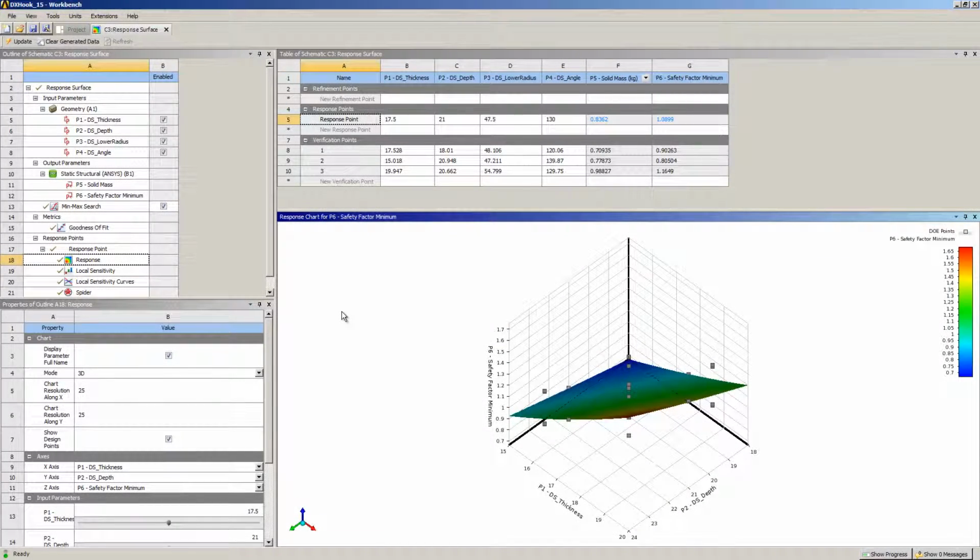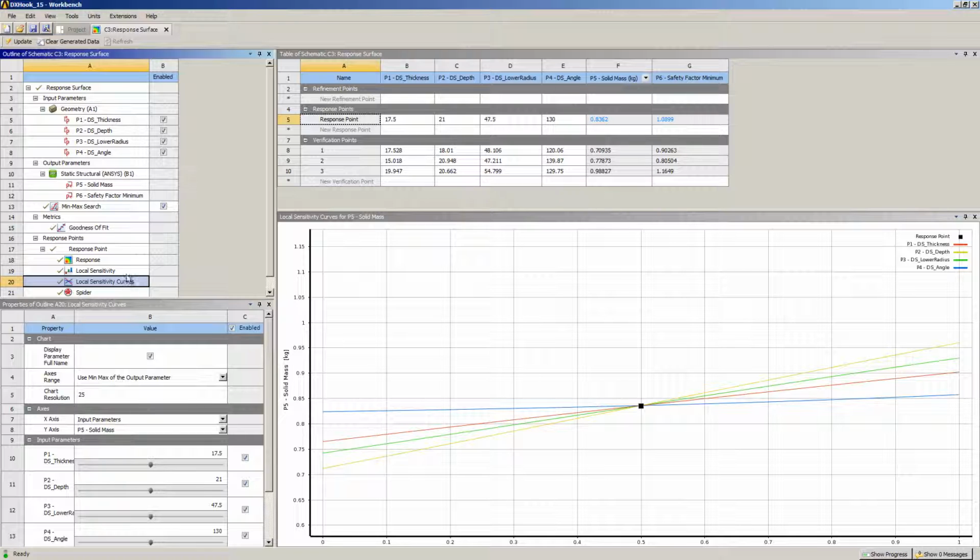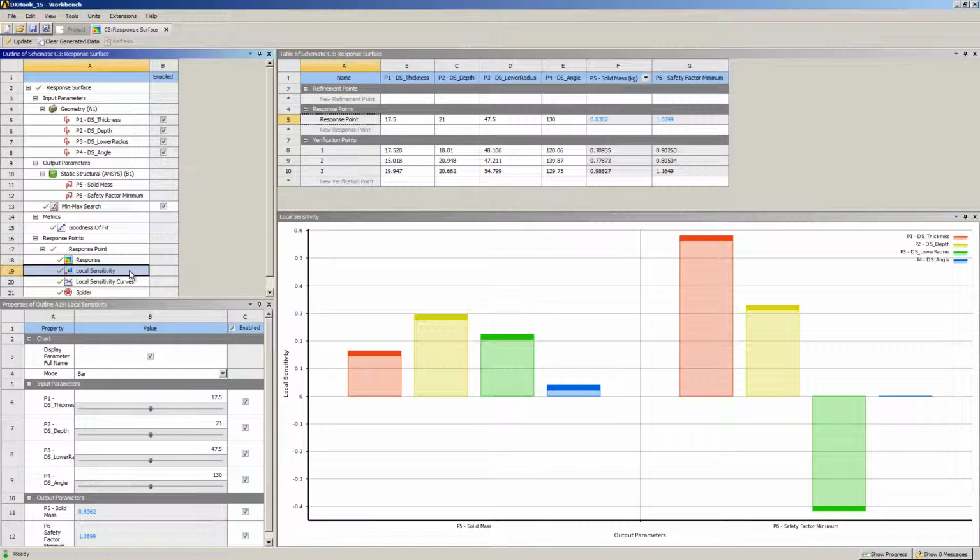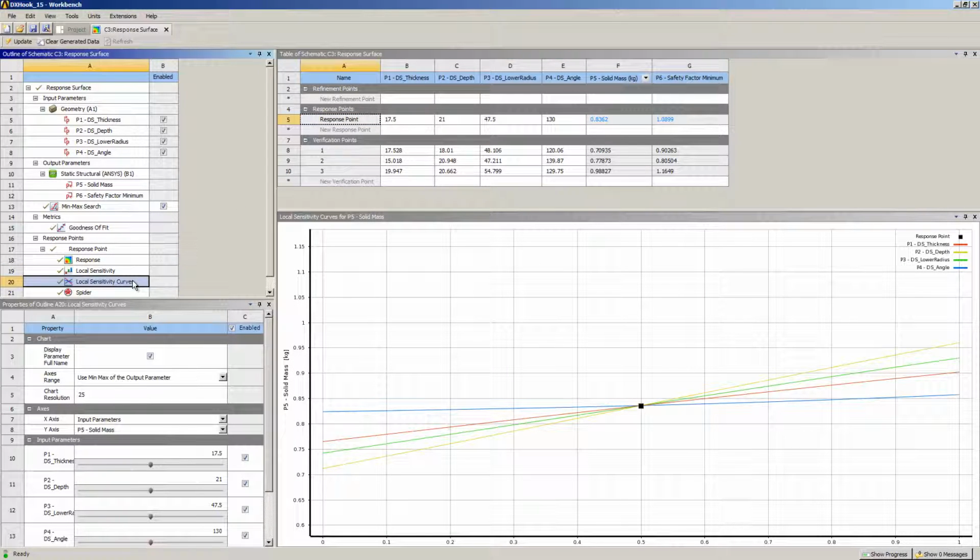There are two different sensitivity results available for response surfaces: the local sensitivity curves chart and the local sensitivity chart. These charts are local in the sense that they show sensitivity values local to the current response point. The local sensitivity curves chart uses multiple curves to show local sensitivities.